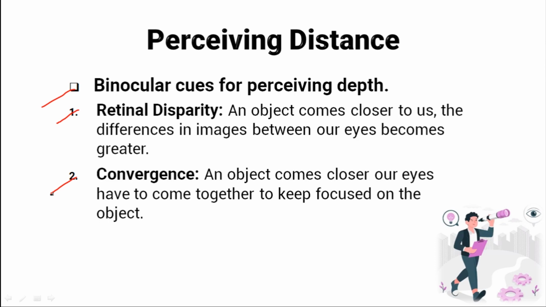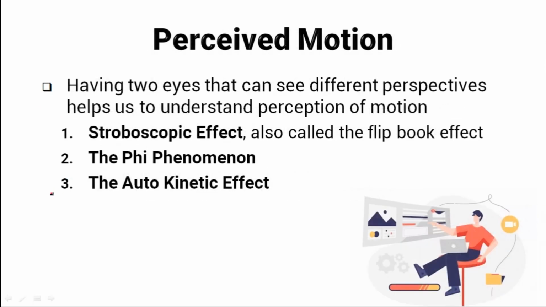For example, when we watch 3D movies with those special glasses, each eye sees a slightly different picture. This tricks our eyes into thinking that objects in the movie are really close or far away. It makes the movie look more realistic and gives us a sense of depth. When we watch something moving in front of us, like a person walking, our two eyes work together to see it from different angles.